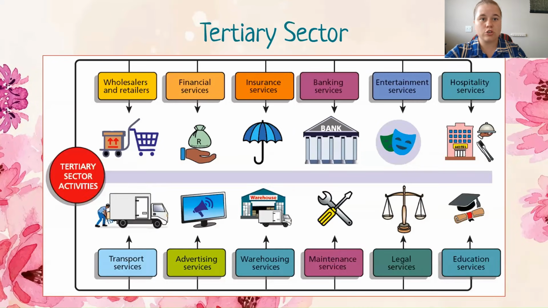Then, nice little diagram for the tertiary sector. So here, we've got our wholesalers and retailers, as I mentioned. We've got our financial services, our insurance services, banking services, entertainment services, hospitality services, educational services, legal services, maintenance services, warehousing services, advertising services, and transport services. So there's quite a lot of activities here that you can see, but important to remember that it's usually always the finished product, the end good, that we're making use of at the tertiary sector.